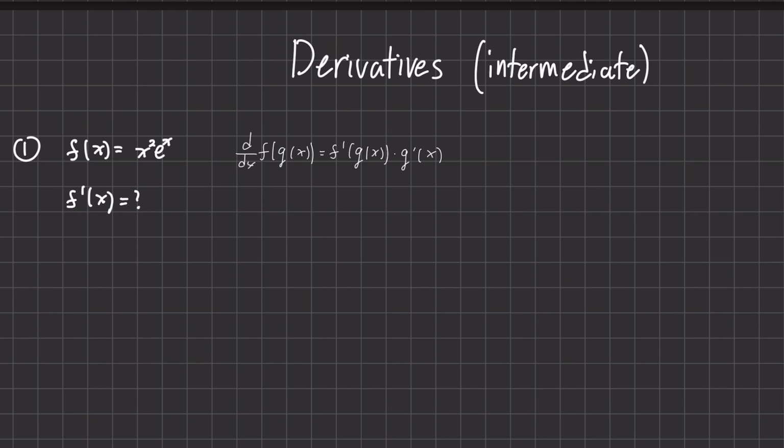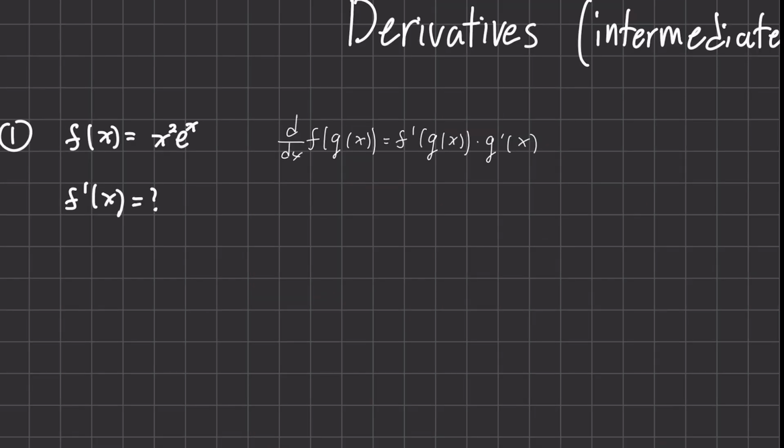In this video, we'll be solving derivatives, but unlike the last video, this time at an intermediate level. So here is the first problem. It states that f of x is equal to x squared times e to the x.